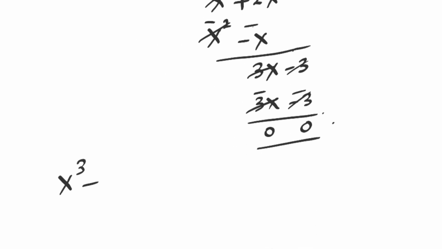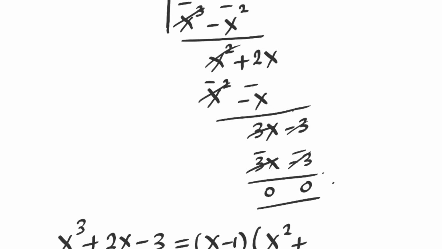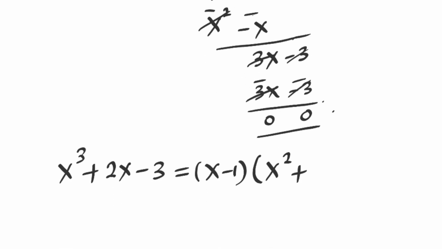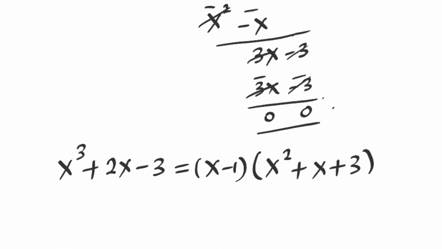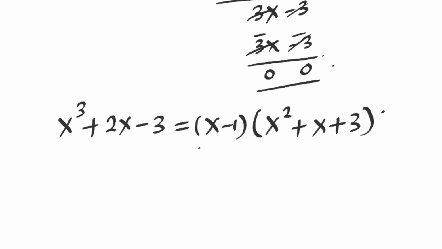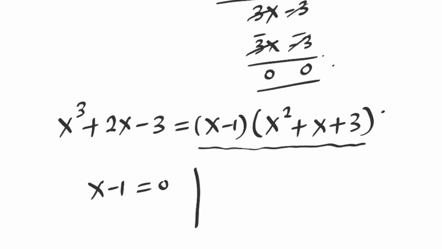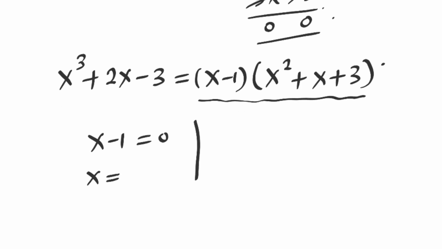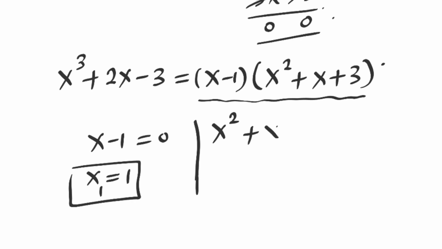So therefore, x³ + 2x - 3 is equal to (x - 1)(x² + x + 3). Let us solve this. There are two cases here. The first case is x - 1 is equal to 0, then x is equal to 1, which is the first root. Let's call this x1. And the second case is x² + x + 3 is equal to 0.